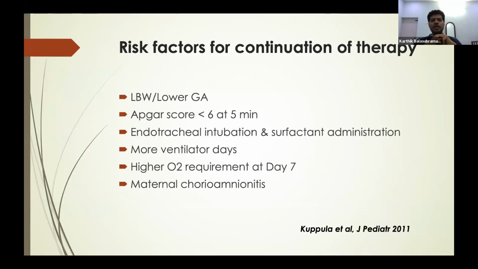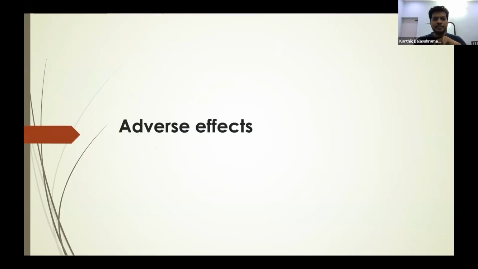Some of the risk factors for longer antibiotic therapy, as Coppola et al. published in the Journal of Pediatrics, include a baby born with extremely low birth weight, with a smaller gestational age, a baby who is asphyxiated at birth with an Apgar score of 6 at 5 minutes, a baby requiring endotracheal intubation, surfactant administration, more ventilated days, or oxygen for a longer period of time, or with a history of maternal chorioamnionitis. These babies tend to receive antibiotics for a longer period of time as compared to other babies who do not satisfy these criteria.